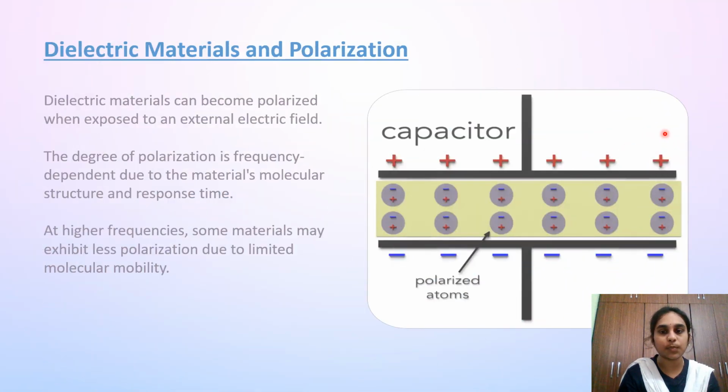Dielectric materials and polarization. Dielectric materials can become polarized when exposed to an external electric field. The degree of polarization is frequency dependent due to the material's molecular structure and response time. At higher frequencies, some materials may exhibit less polarization due to limited molecular mobility.